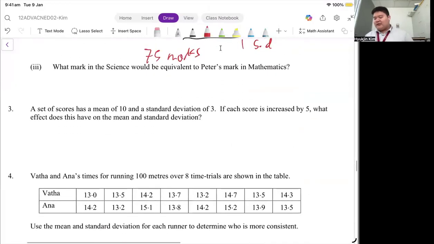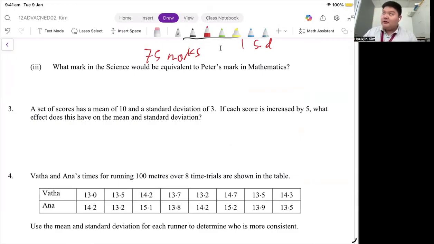Now, a set of scores has a mean of 10 and a standard deviation of 3. If each score is increased by 5, what effect does this have on the mean and standard deviation? If this is hard, then we must think about it one at a time. Let's think of one example up here.